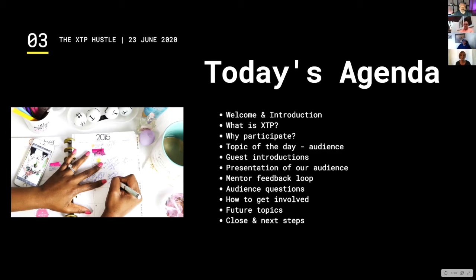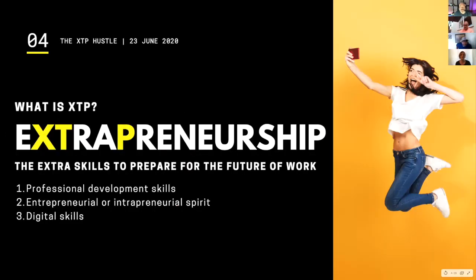XTP is a modification of the phrase extrapreneurship, where we're looking to define the core future skills of work. That's a combination of various things, including professional development skills, but also building an entrepreneurial or intrapreneurial spirit, regardless of whether you're in a corporation or doing your own side hustle anywhere across the globe. When we look at entrepreneurship skills, it's focusing not necessarily on the technology itself, but on the social and interactive skills you need to be successful to build opportunity, regardless of where you are on the globe.